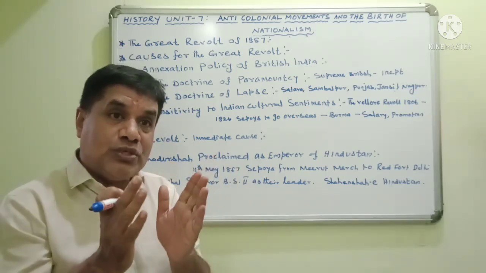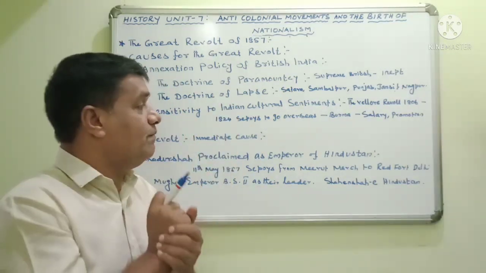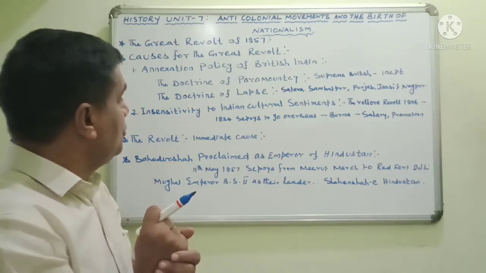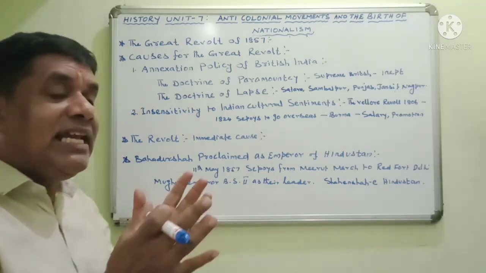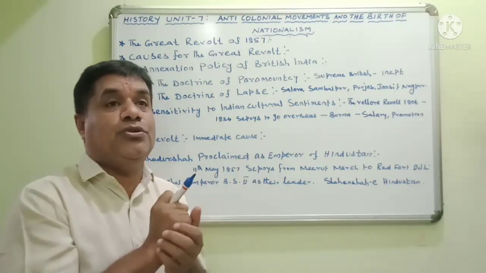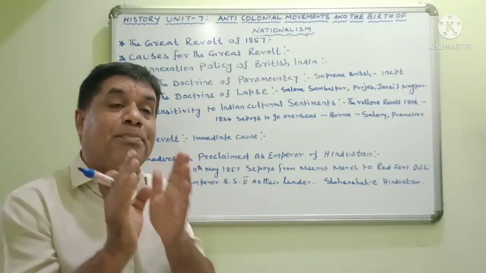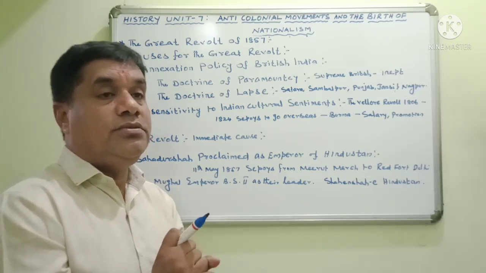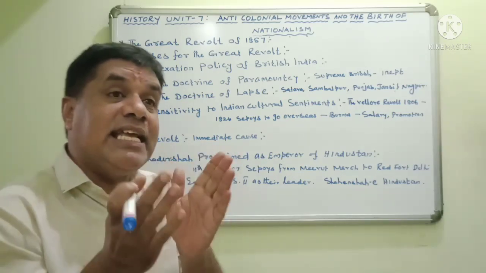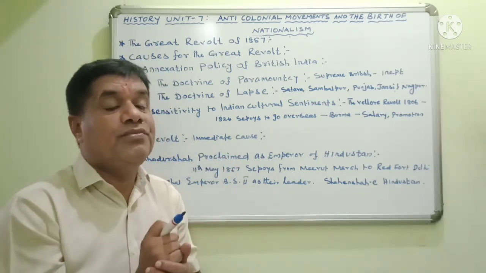This news spread all over India. So immediately many people joined the revolt, but the British suppressed it. This is the immediate cause for the Great Revolt.